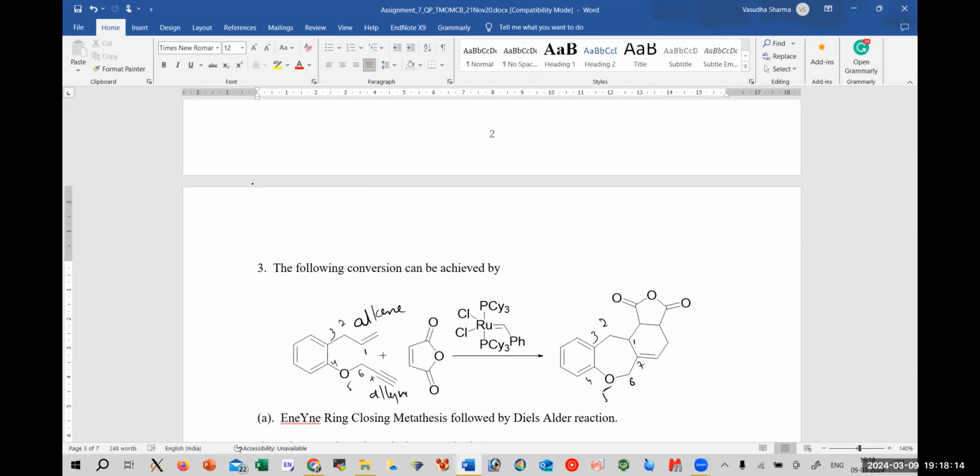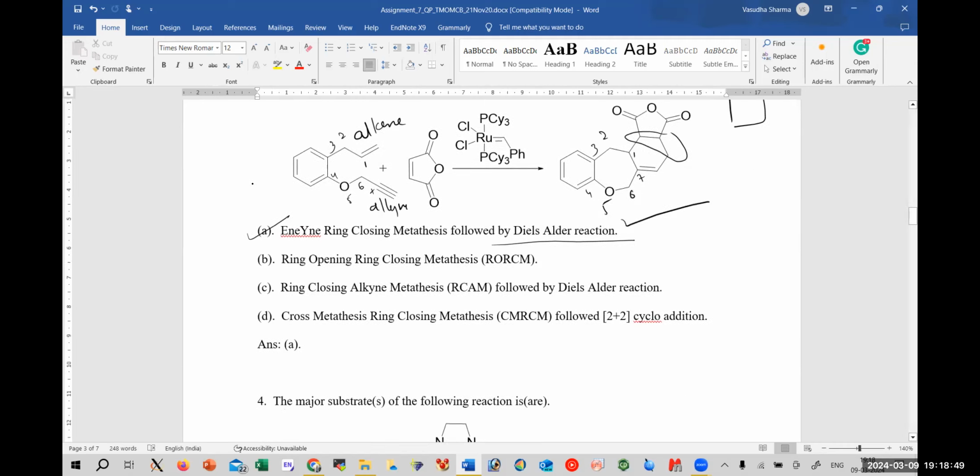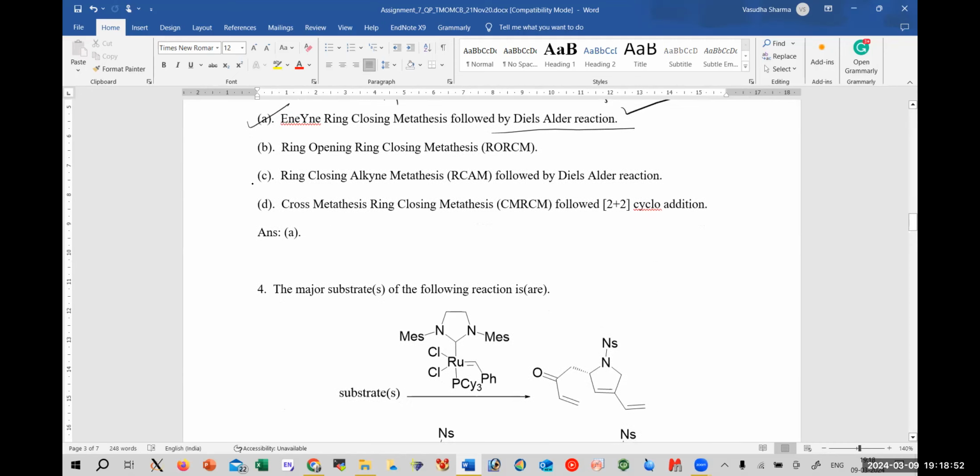Now, if you will see, after making the seven-membered ring, whatever it is forming, it is cyclizing with our alkene and giving us a product. So here it's nothing but your ene-ine ring closing metathesis, which is followed by the Diels-Alder reaction, because Diels-Alder, wherever the double bond would be there and the other double bond is there, say for example here, this you can try again by yourself. So these will cyclize and therefore one more ring would be formed, which you can see over here, right? So therefore the answer is ene-ine ring closing metathesis followed by the Diels-Alder reaction.